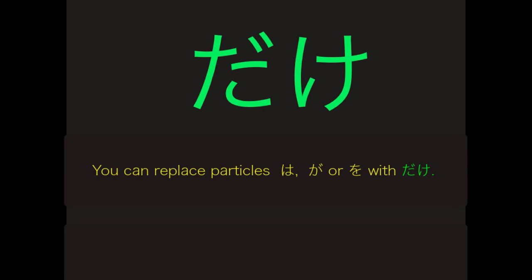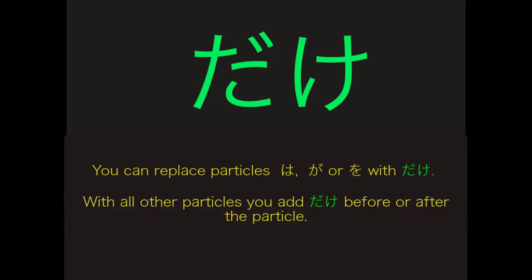So you can replace particles wa, ga, or o with dake, although you don't have to, which means that you can add dake to those three particles. However, for beginners, I would recommend that you don't. Simply replace those three particles. It's so much easier to do that. All other particles, you can add dake either before or after those particles, but that's getting a little advanced and you probably won't need that.